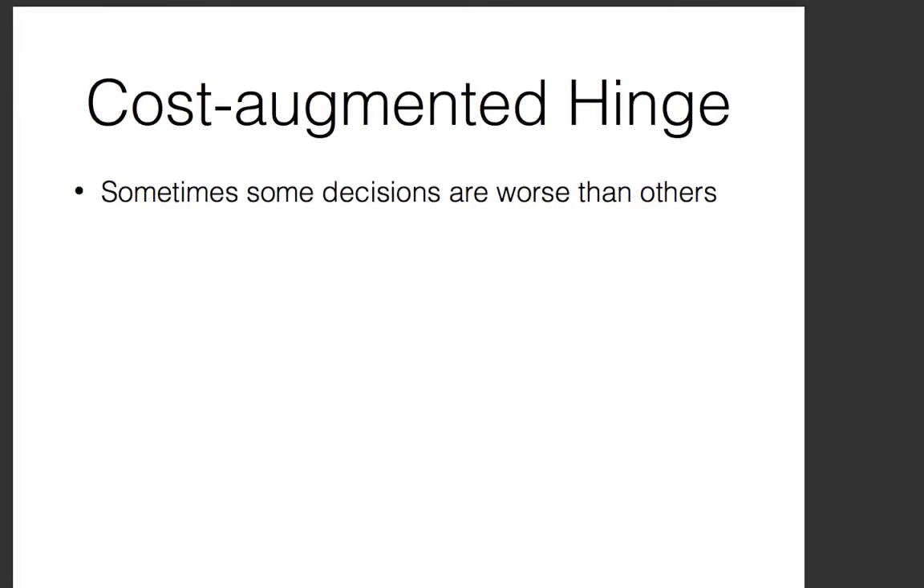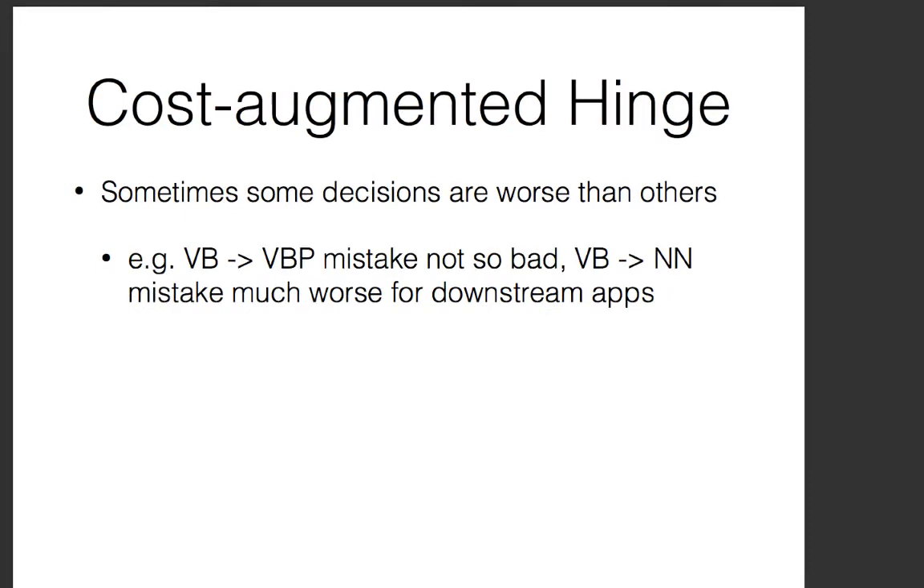Now, the more interesting thing is not just using a hinge loss, but the cost-augmented hinge loss. And the idea here is that sometimes some decisions are worse than others. So for example, let's say we mistake a VB, which is the verb base form, into the VBP, which I believe is participle. Anyone know Penn Treebank well? I think it's the participle, but I'm not 100% sure.